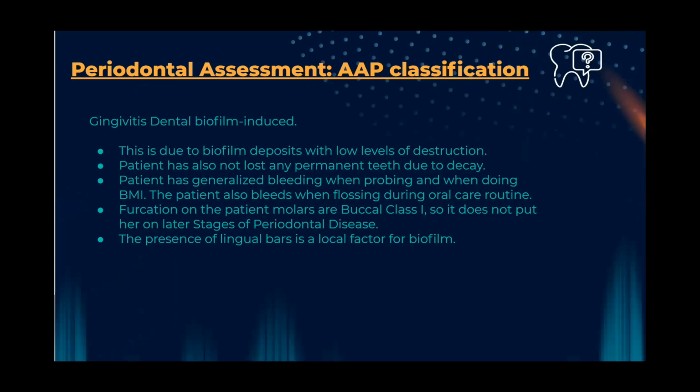For her AAP classification, we identified her as gingivitis, dental biofilm induced. This is due to the biofilm deposits with low levels of destruction. Also, the presence of that lingual bar is a local factor for biofilm, which puts the patient at risk. The furcation on the patient's molar are buccal class 1, so it just now puts her on a later stage for periodontal disease.